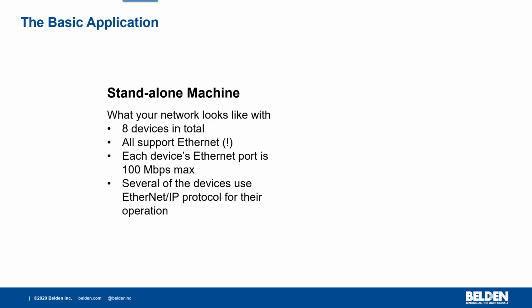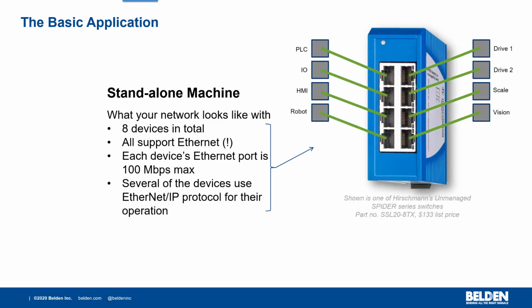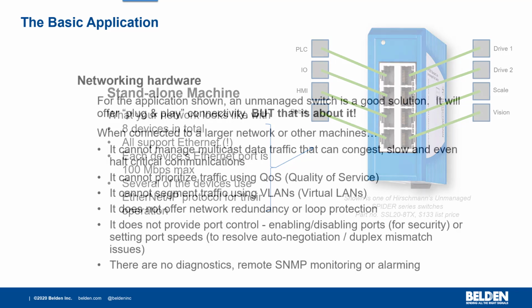So from a standalone machine, what this means is that you will need a networking device with 8 ports to tie all these into. In this case we have one of the Hirschmann switches. This is a Spider switch. It has 8 ports. It allows you to simply plug the devices in. It will auto-negotiate to the necessary speed, and devices will start communicating. There's no configuration needed, nothing whatsoever. It truly is a plug-and-play device.